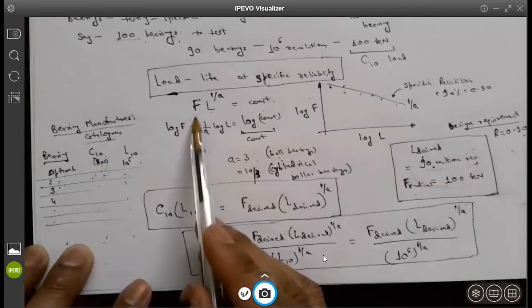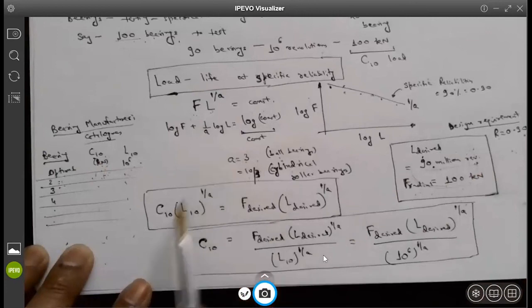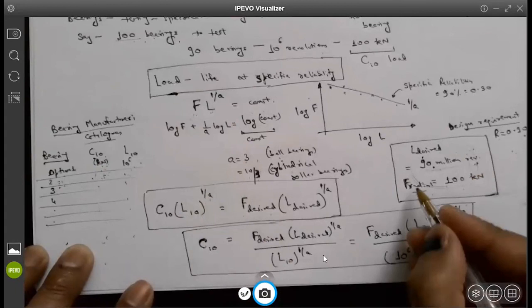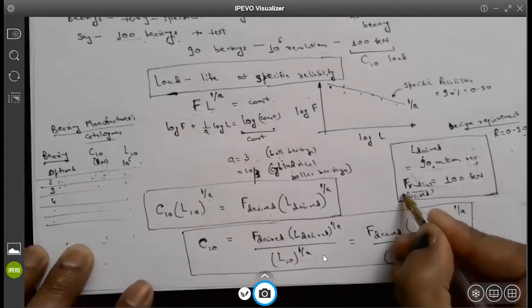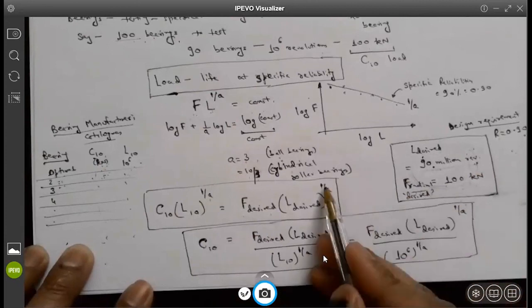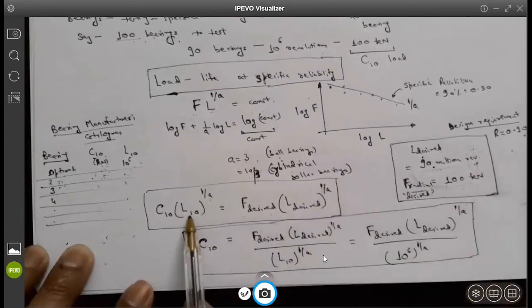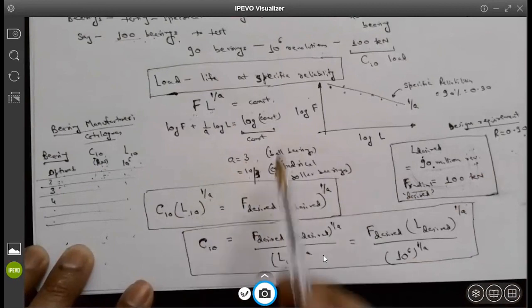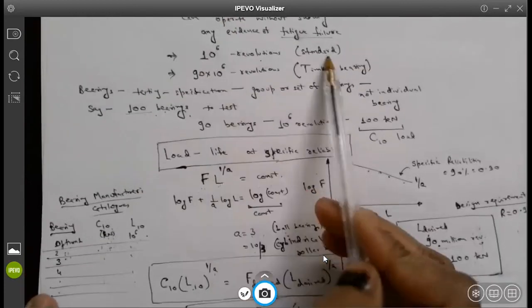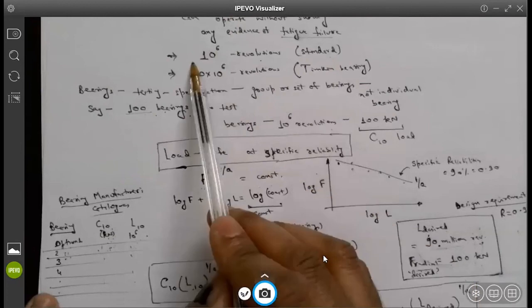So I will use this equation which says C10 times L10, because C10 corresponds to L10 life, raised to the power 1 over A should be equal to F desired, my desired load, times L desired, my desired life, raised to the power 1 over A. Then I took this L10 to the denominator side, and I know the L10 standard: as a rule of thumb for many manufacturers, the L10 life is 1 million revolutions.